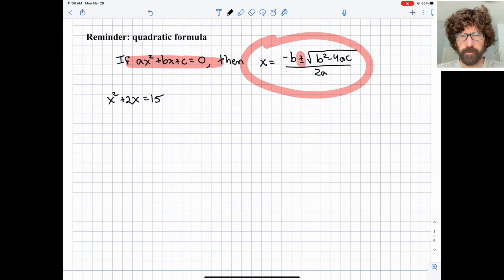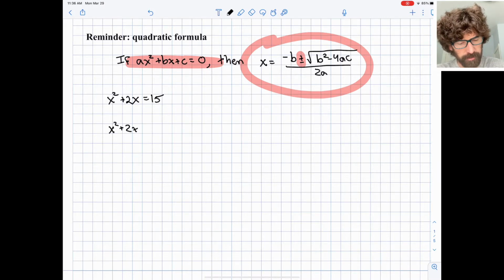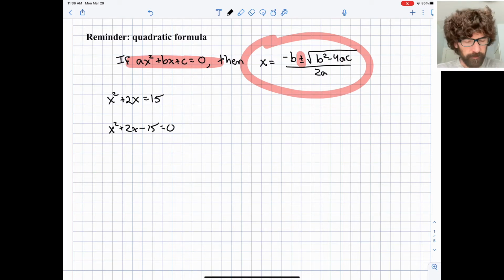If x squared plus 2x is equal to 15, we need to force this equation equal to 0. We'll subtract 15 from both sides. And then we can write out what a, b, and c are. And as I'm doing this, I'll just remind you that there are quicker ways usually of solving quadratic equations. Factoring comes to mind here, but since this is a reminder of the quad formula, I'll take you through that process. A is 1, b is 2, c is negative 15.